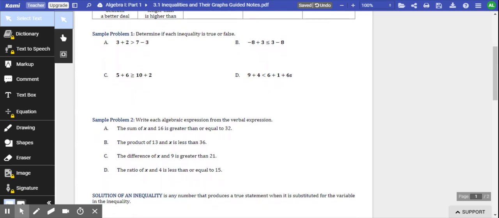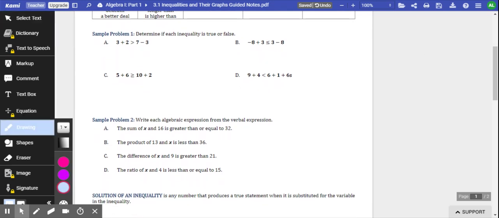All right, so let's do some examples. We need to determine if these inequalities are true or false. So 3 plus 2 is 5. And then it says it's greater than 7 minus 3, which is 4. So this is true because 5 is greater than 4.